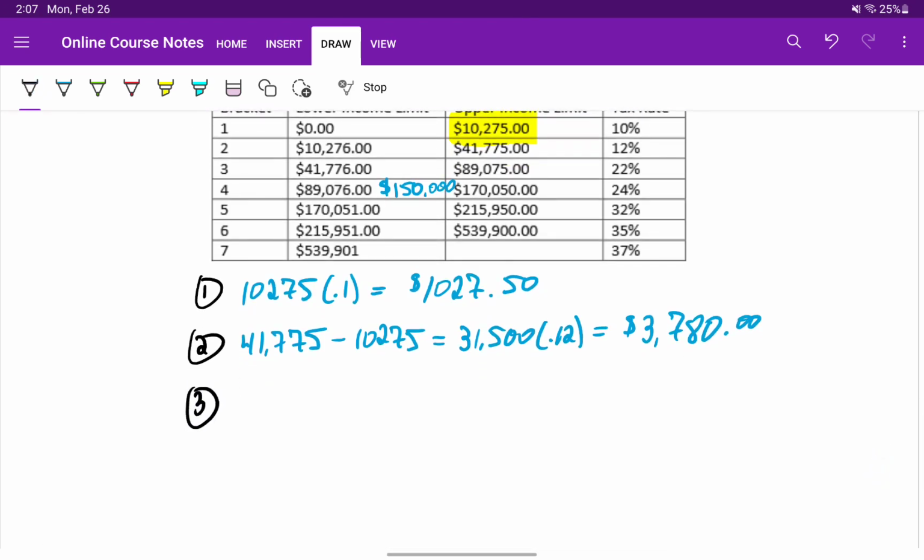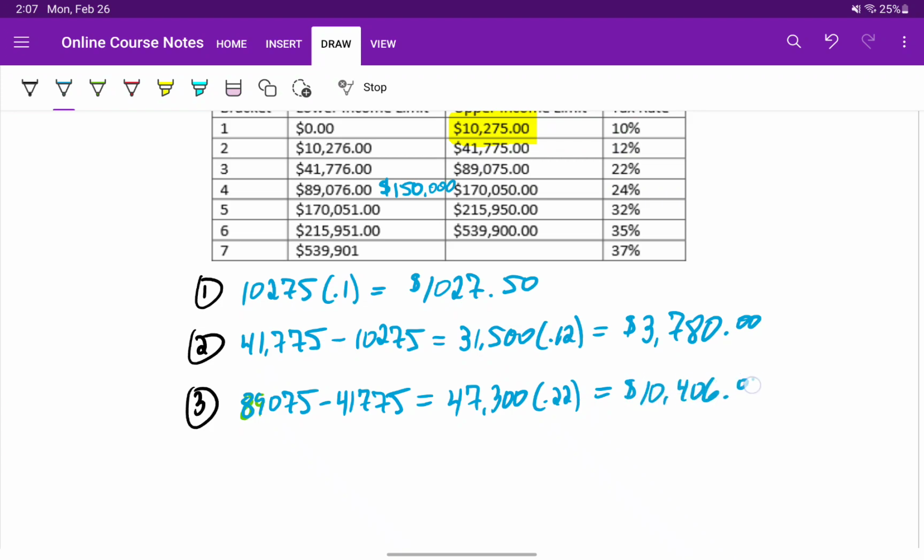Then we move to tax bracket 3, where we again take that difference. In this case, $89,075 minus the upper limit of the previous bracket, $41,775, to get $47,300. So the next $47,300 that you made is taxed at 22%. So we owe $10,406.